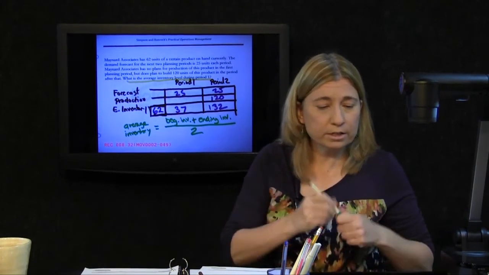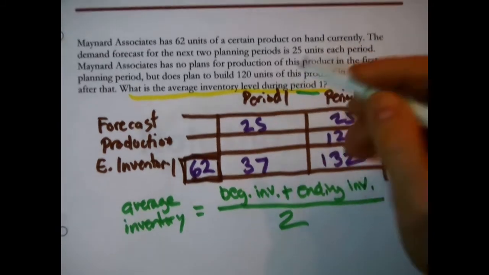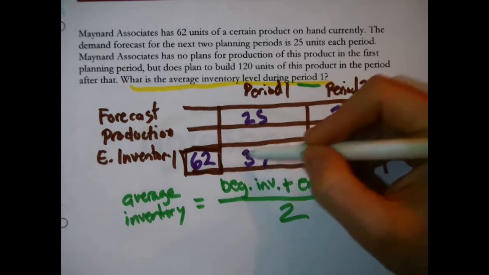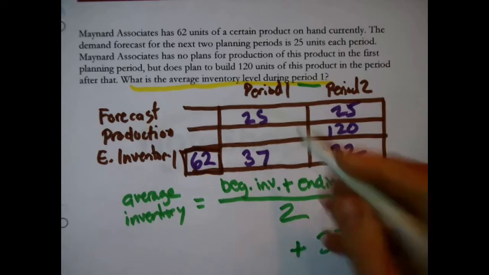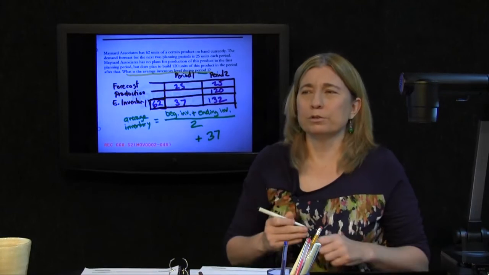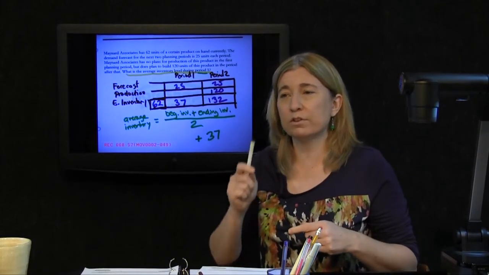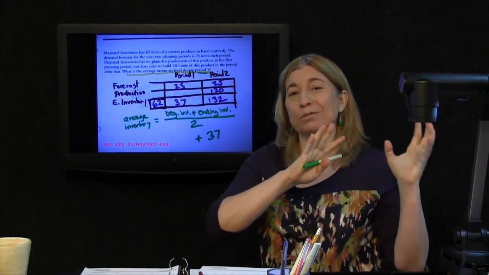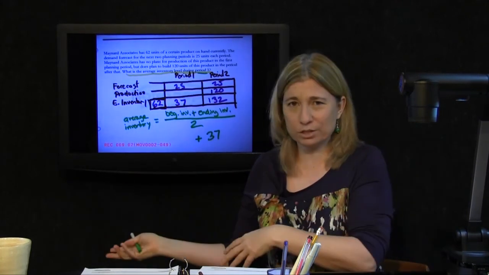Oh, so they're asking about period 1, so that's this one right here, right? I just need the beginning and the ending inventory for period 1. Well, the ending inventory, we had determined that previously. That was 37, right? So I just need the beginning inventory for period 1. Oh, in order to discover the beginning inventory for period 1, we remember that the beginning inventory for any time period equals the ending inventory of the time period before. What you end with one week is what you start the next week with.